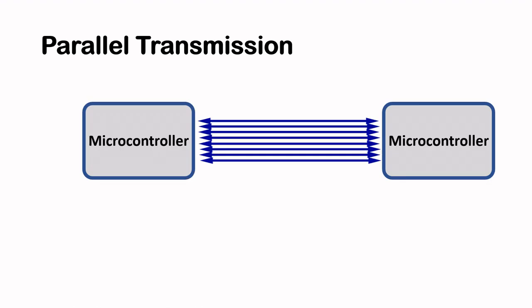There are two ways microcontrollers can communicate with each other. The first method, as shown here, is what we call parallel transmission. As you may have noticed, in parallel transmission, multiple bits are transmitted or sent at the same time. However, the downside of this is that parallel transmission requires a number of wires or conductors. This makes them expensive to implement.